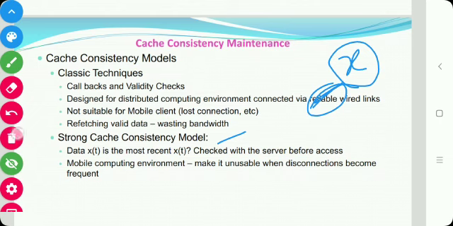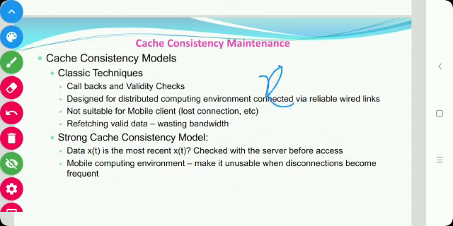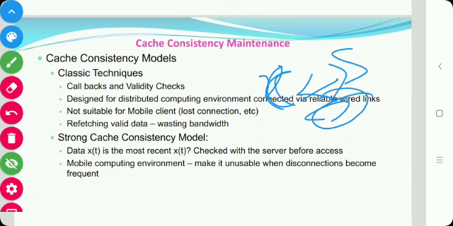When the server is disconnected from the client, the client cannot perform the check with the server. So the checking is stopped until the server is available, or in some implementations the client machine even blocks further cache access, freezing the client machine. Okay, so because of that, it is strong cache consistency maintenance.